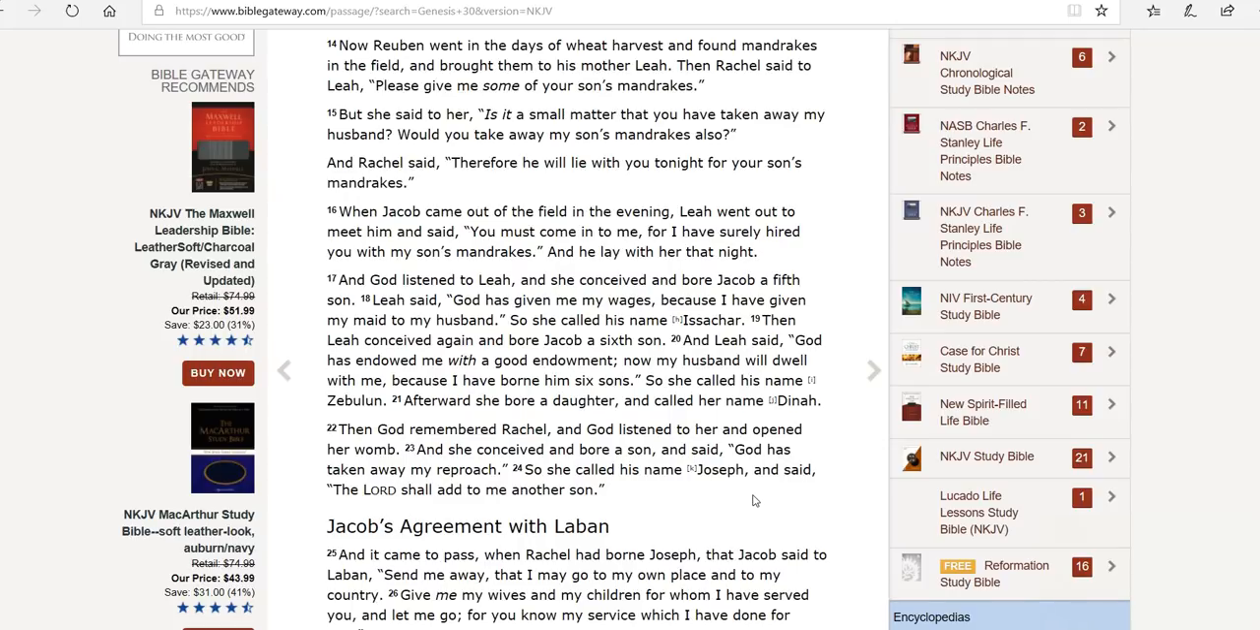And Leah conceived again and got another son, and this one was Zebulun. So then God remembered Rachel, okay? And afterward the daughter came in, Dinah. So then God remembered Rachel. He listened to her, and he opened her womb, and she conceived and bore a son. God has taken away my reproach, and so she called his name Joseph. And the Lord shall add to me another son, and indeed she will receive another son, and his name is going to be called Benjamin.